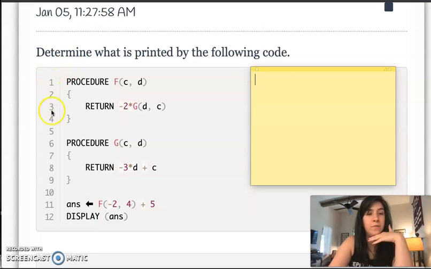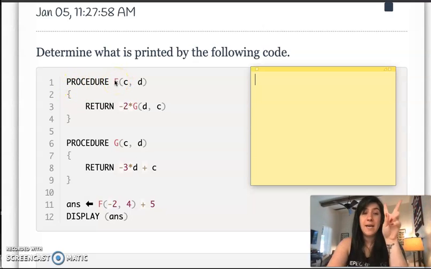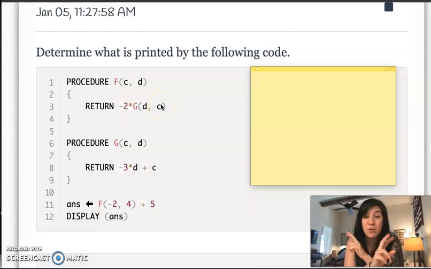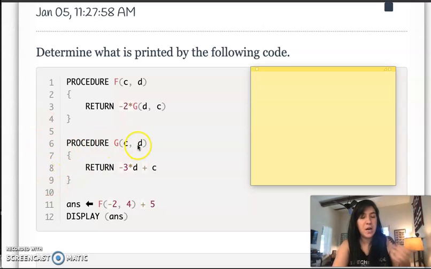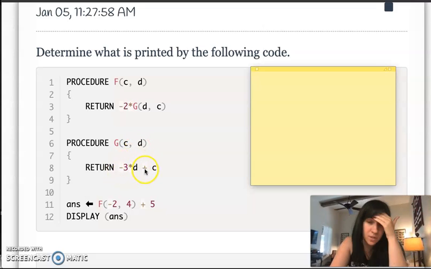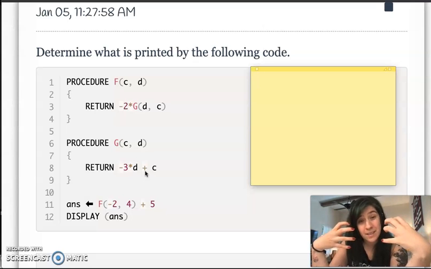From lines 1 to 4, they have defined a procedure called f, and f takes in two values. It takes in c and d. And the thing it returns is -2 times g, where they plug in d and c in a flipped order to mess you up. That's another thing they love to do, is to flip orders on you. So on lines 6 to 9, they have made this procedure called g. It takes in c and d, and it returns -3 times d plus c. So this sounds like garbage right now. If we walk through it slowly, I swear to you that it's going to make sense.